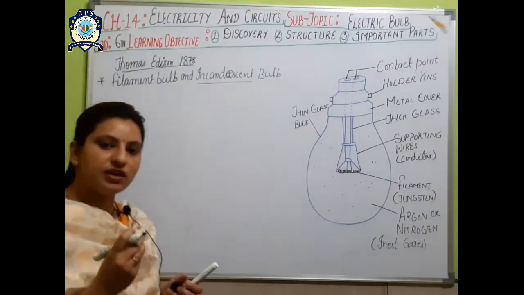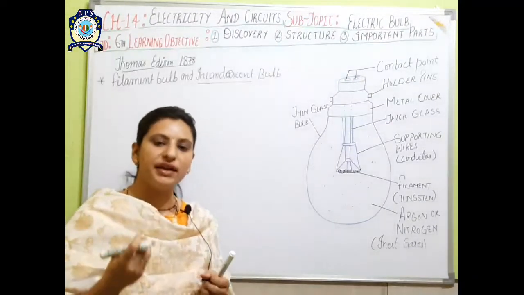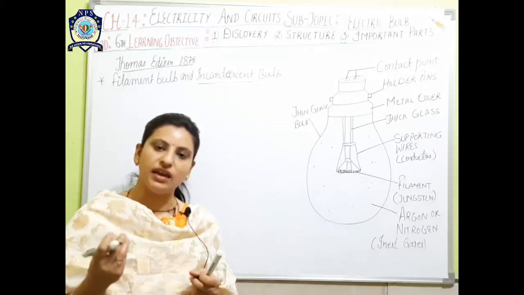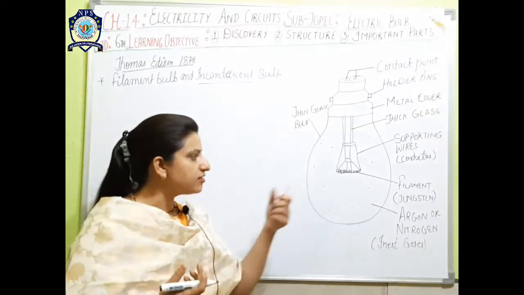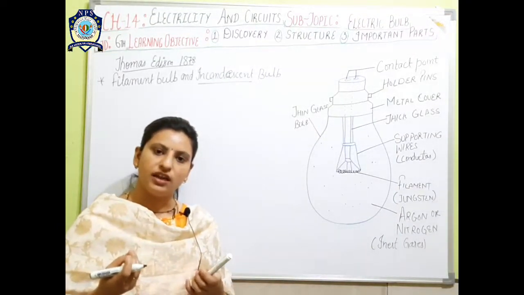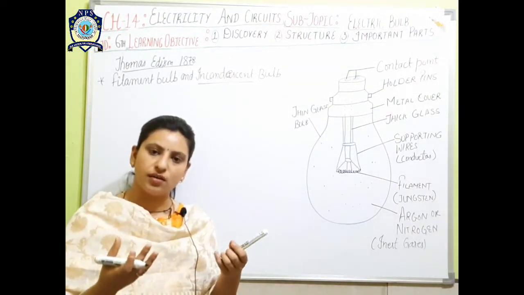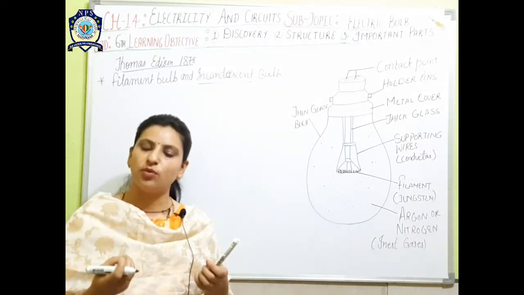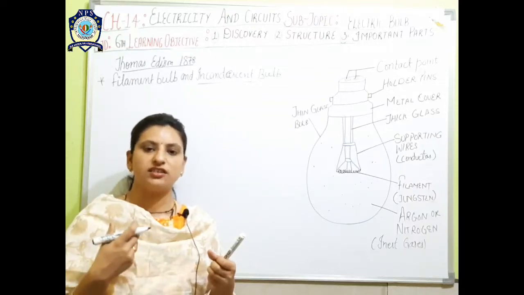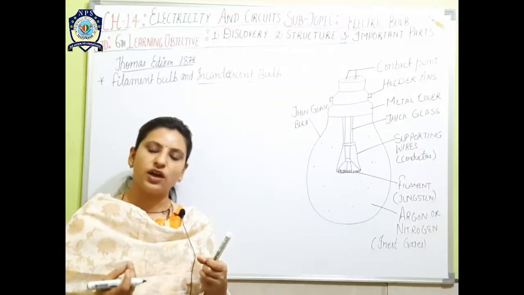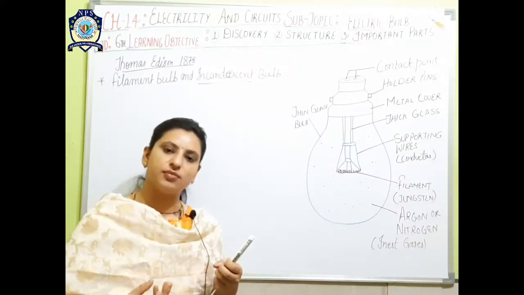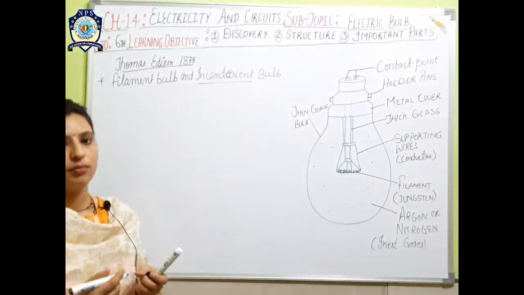Incandescent means any material which is capable of emitting light when it is heated up. Mainly metals emit light when they heat up. Tungsten is a slightly good conductor of heat and electricity. When it absorbs energy in the form of electricity or charge, it starts emitting light, it starts glowing. That's why it is an incandescent material, and due to that it is called the incandescent bulb.